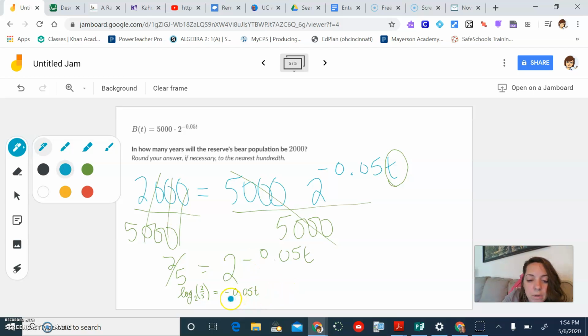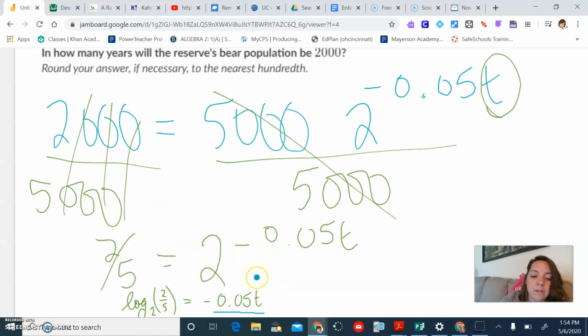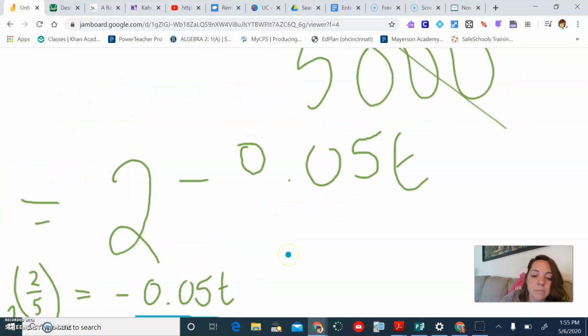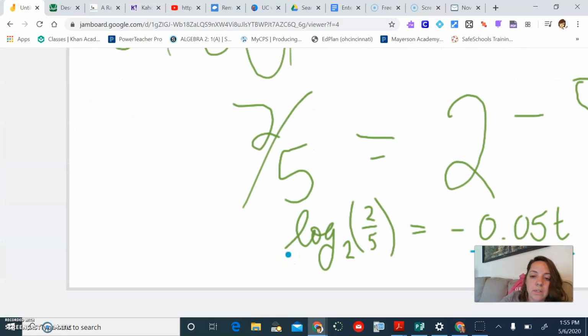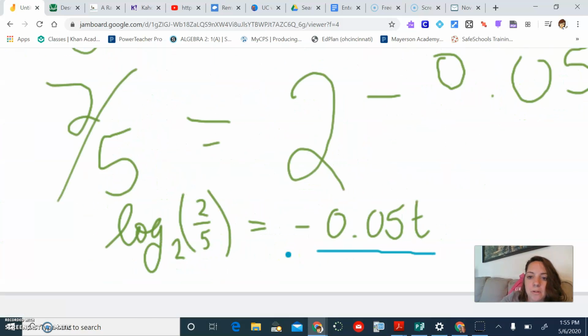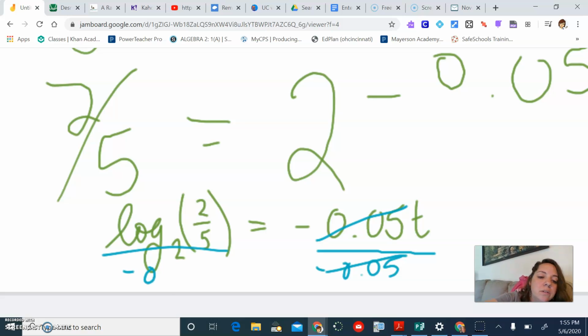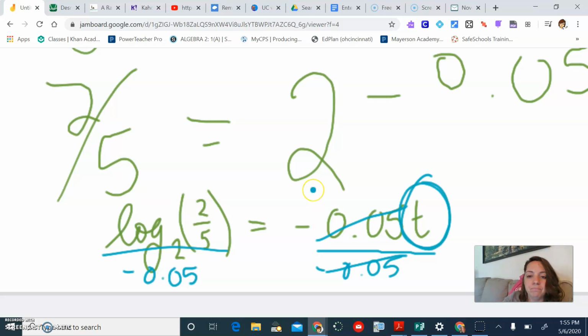So now we're going to divide both sides. To get that t by itself, we're going to divide both sides by that negative 0.05. Trying to zoom in. Struggle bus. Negative 0.05. We'll get rid of that. Negative 0.05. And now we just have t left. Okay.